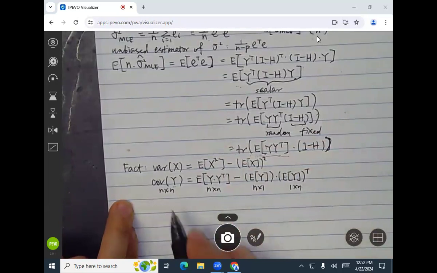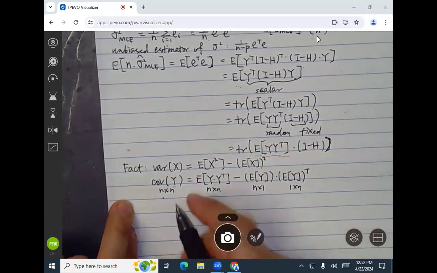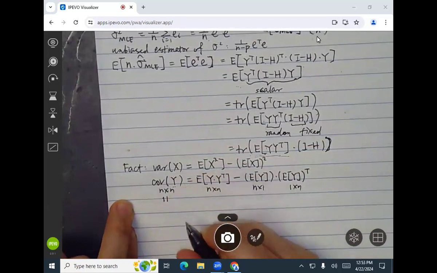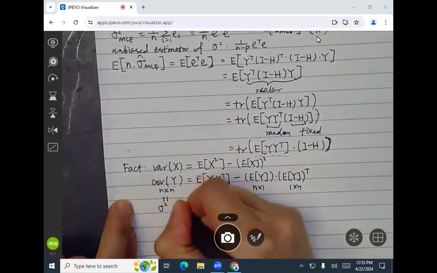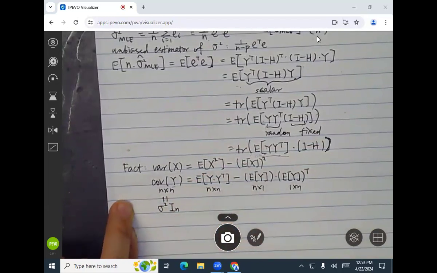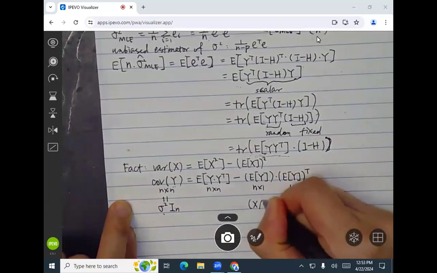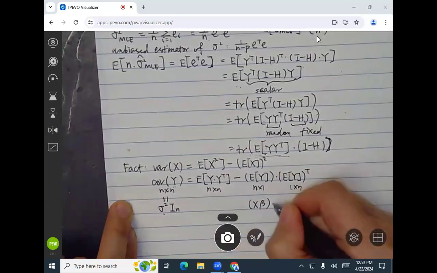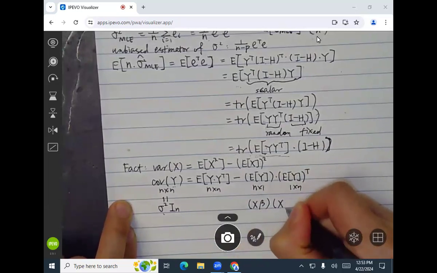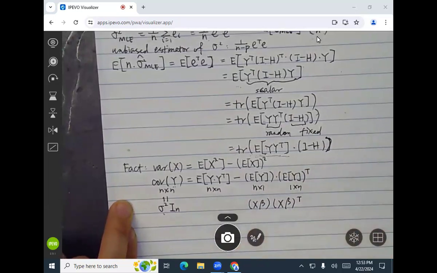Okay, and for the left-hand side, the covariance of Y, I already know that it's just sigma squared times an n-dimensional identity matrix, because Y1 to Yn are independent. And this sigma squared is from that error term, epsilon i. And this is what I want. And this one, I know expectation of Y is just X beta based on my model. And this is X beta transpose.